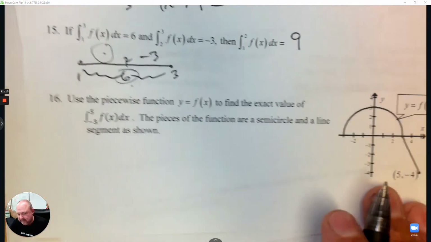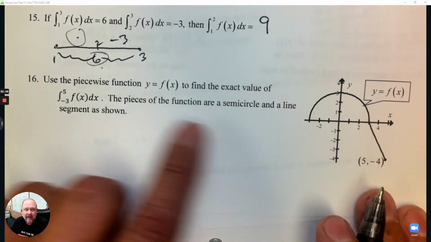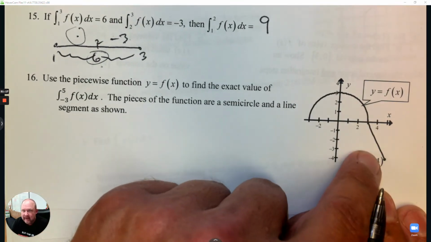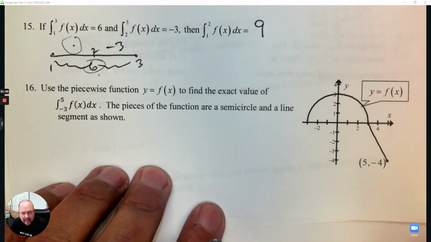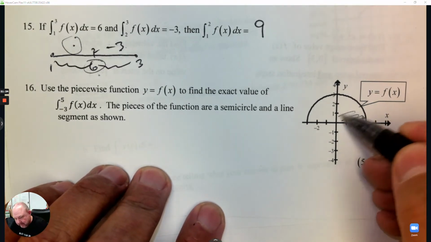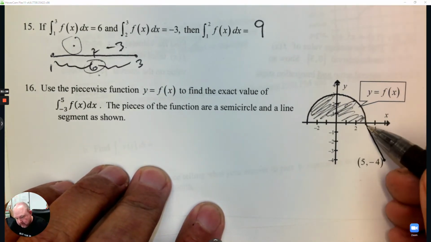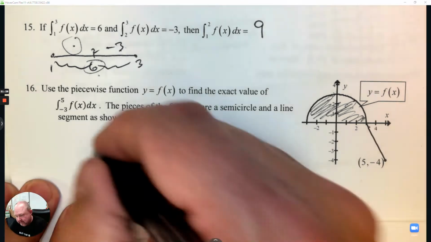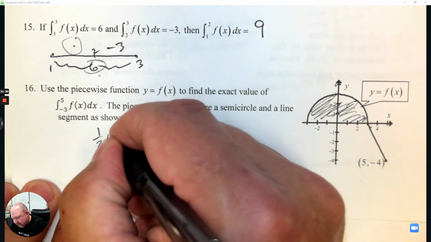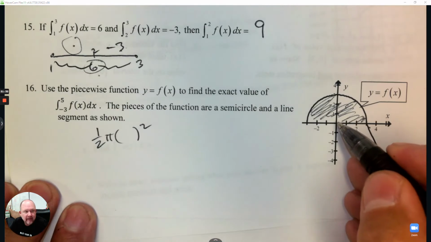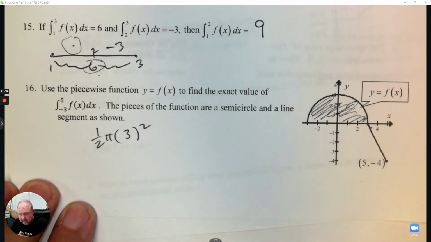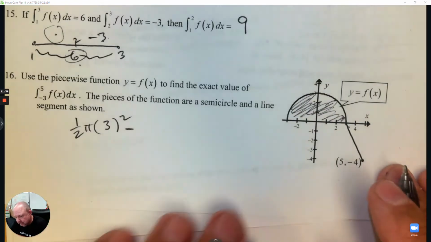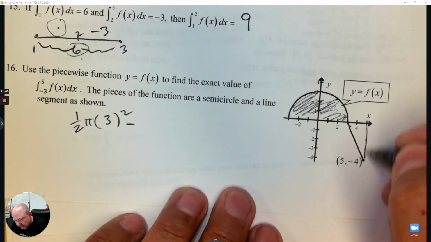Number 16. We have a piecewise of a semicircle and a line, and it says integrate from negative 3 to 5. So this, from negative 3 to 3, is part of it. That's a semicircle. That's 1/2 pi r squared, and the radius is 3. Now it's positive because it's above. And then we're going to subtract this part. So this is a triangle.